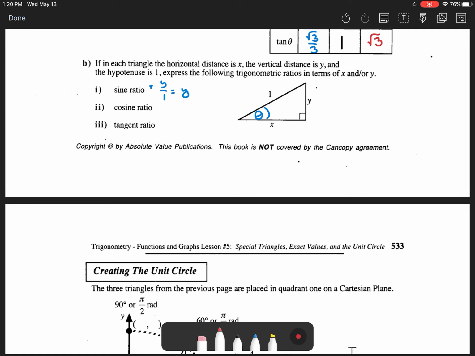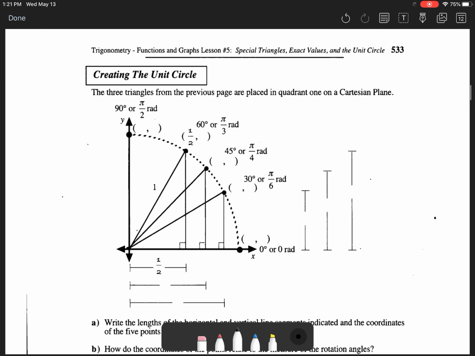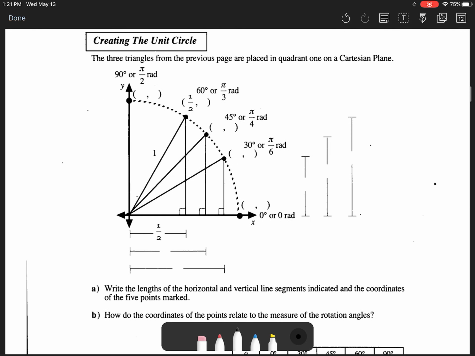When I talk about the cosine ratio, cosine is going to be the adjacent over the hypotenuse. So that would be x over 1, which would just be x. And then finally, the tangent ratio is always opposite over adjacent, so the tangent ratio will be y over x. So sine is the y value, cosine is the x value, and tangent is going to be y over x. So that takes us into the beginning of creating the unit circle.